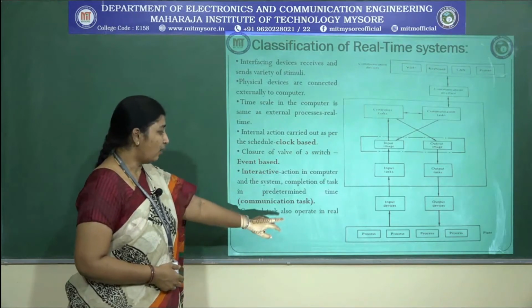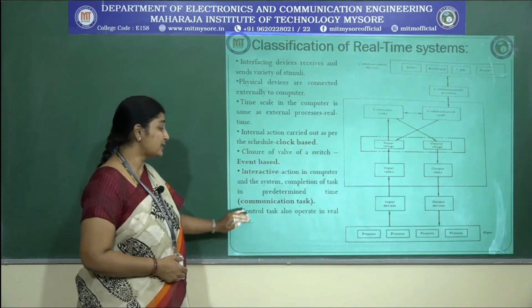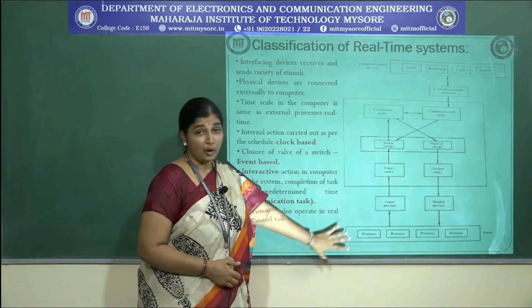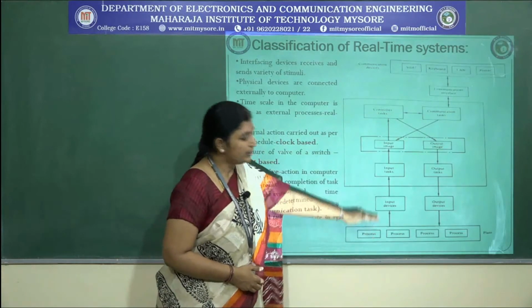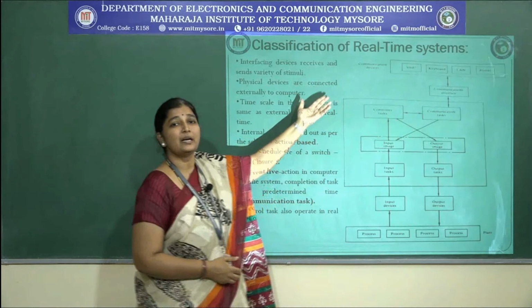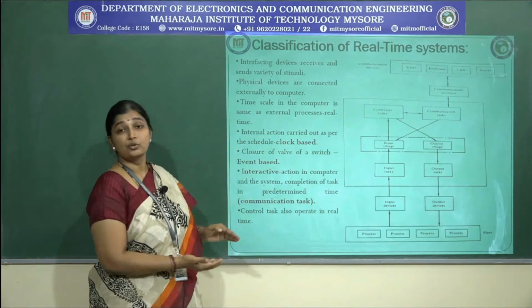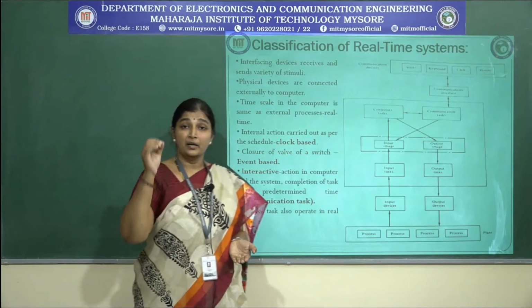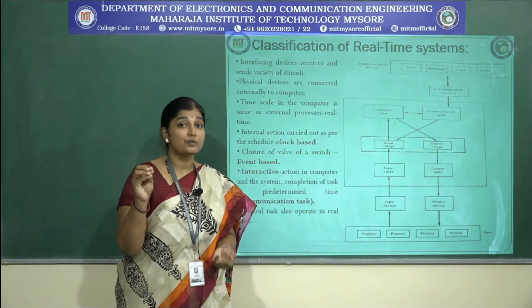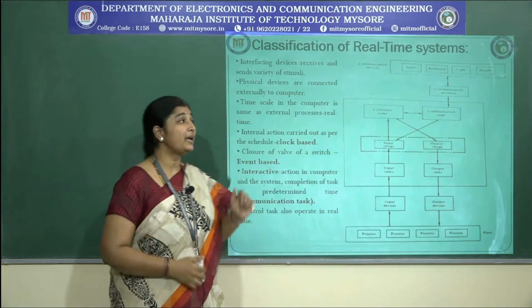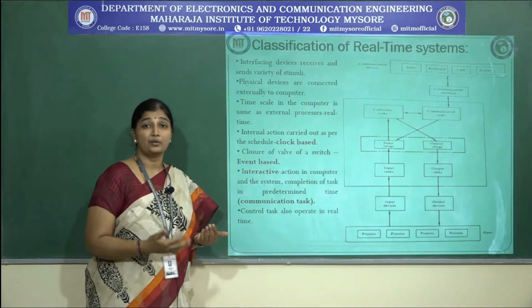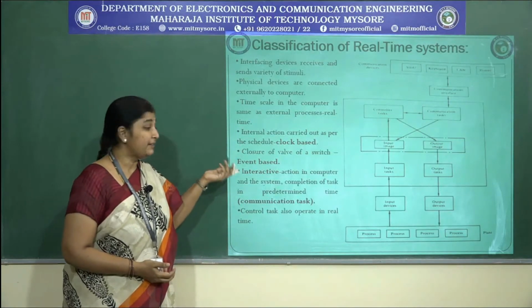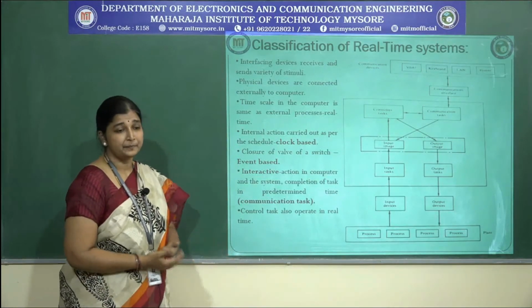So a control task also operates in real time. What is a control task? A control task is not directly connected to input or output, okay, or the output processors. It is actually through the input devices that the output devices are connected. Unless it is operated in real time, you will not have an exact or significant response to a present input. So this is the main classification, how you have to think about the real-time system, whether it is clock-based or event-based or interactive.